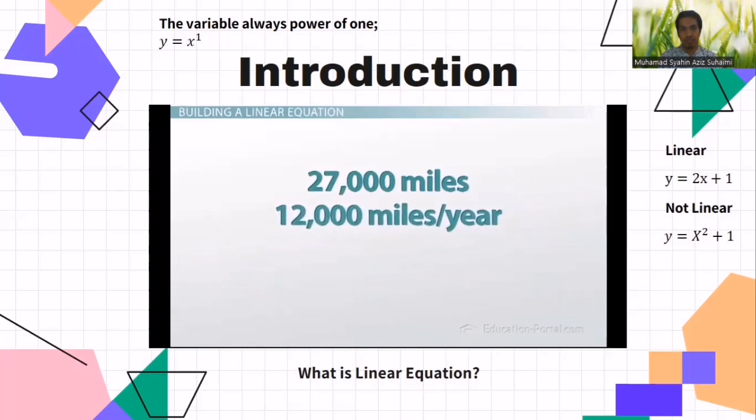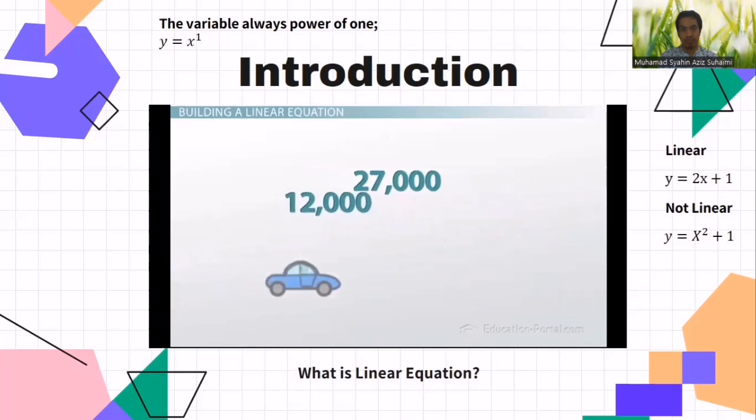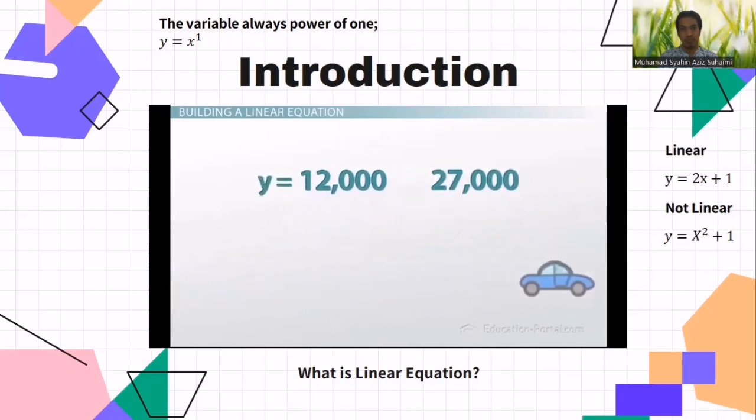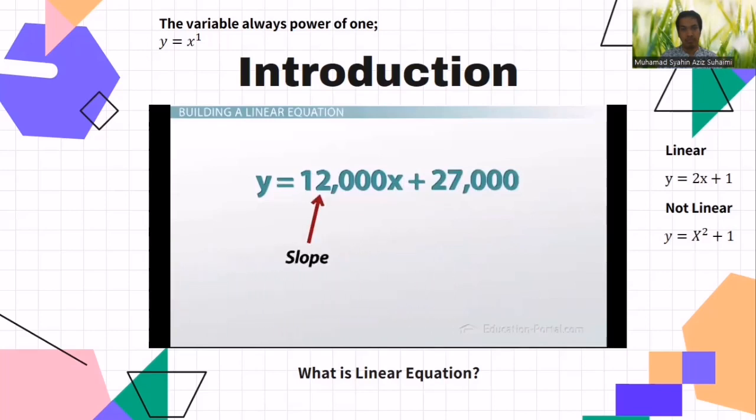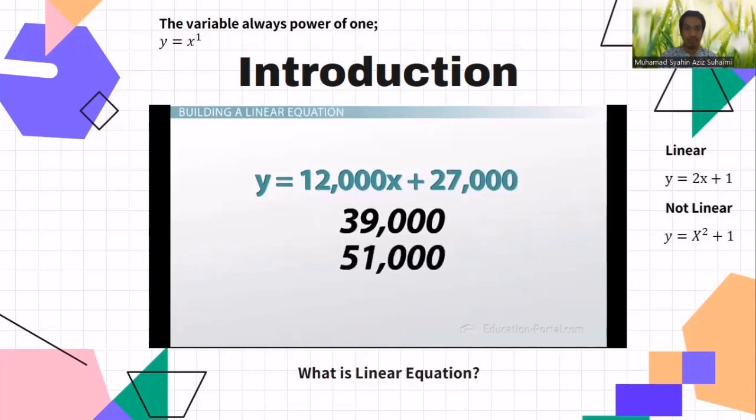And so what we end up with is a linear equation to represent the situation that looks like y equals 12,000x plus 27,000, because I drive it 12,000 more miles every year, so that's how much the pattern moves by. And the pattern began at 27,000 miles when I first bought the car. So after year 1, it had 39,000. Then after year 2, it had 51,000. Then after year 3, it had 63,000, and so on and so on.